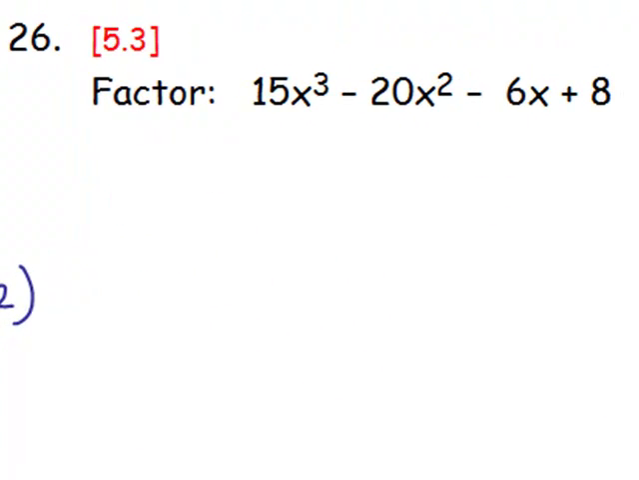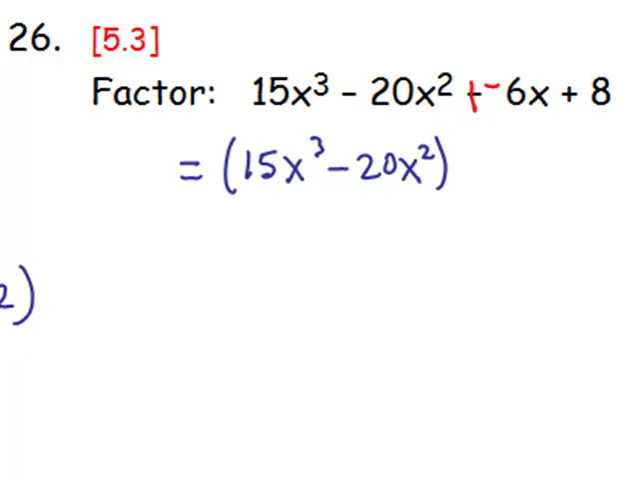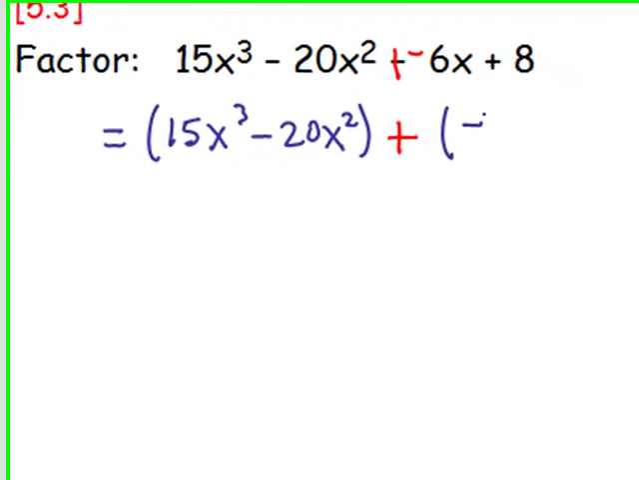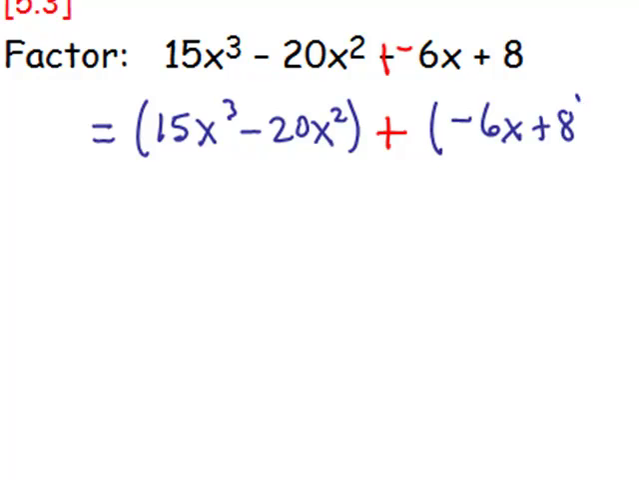Number 26 also has 4 terms, and we will again use factor by grouping. One thing we must be careful about is this minus sign right here. We're going to make that plus a negative 6x. And that's because we want a plus sign between our two groupings. So 15x cubed minus 20x squared plus, and overemphasizing the plus sign, I know, negative 6x plus 8.